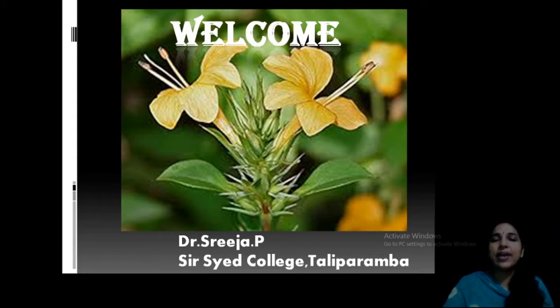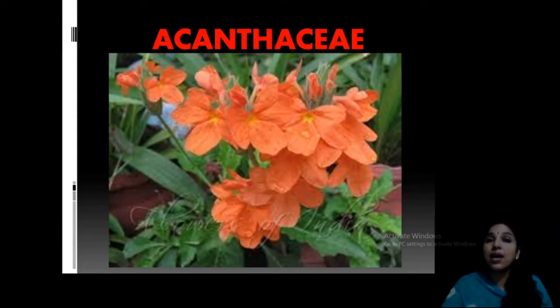So welcome back again. Today we are moving on to our family Acanthaceae. Looking at this picture, you can see this plant, a very common plant in our garden, that is Kanagambaram. That's the family of this plant, and also of most of the plants that are familiar to you. So we can look into the details of the family Acanthaceae.